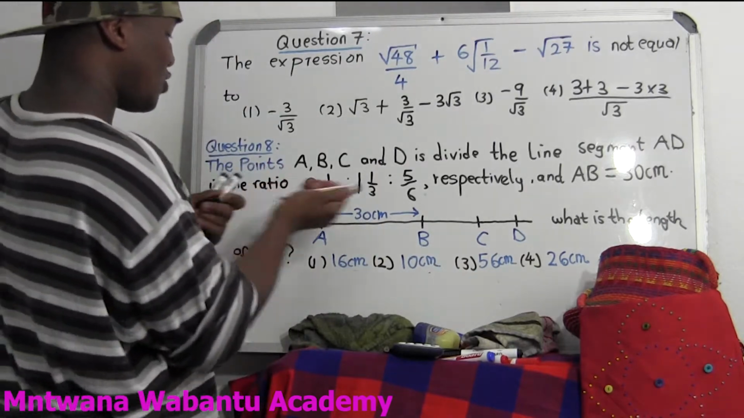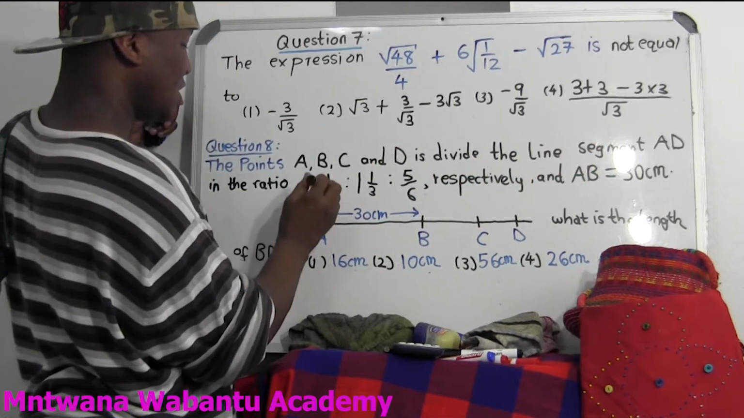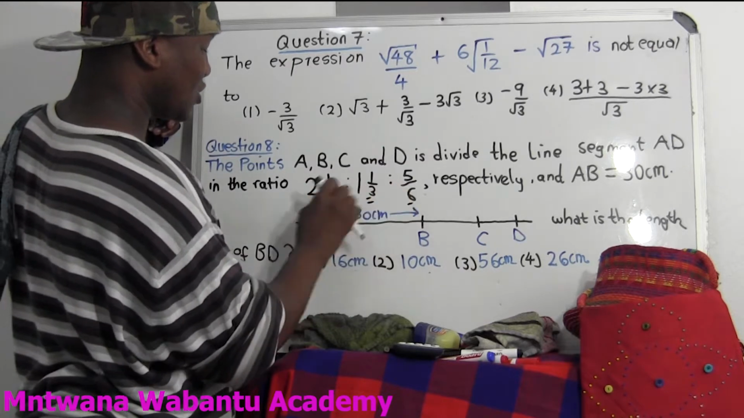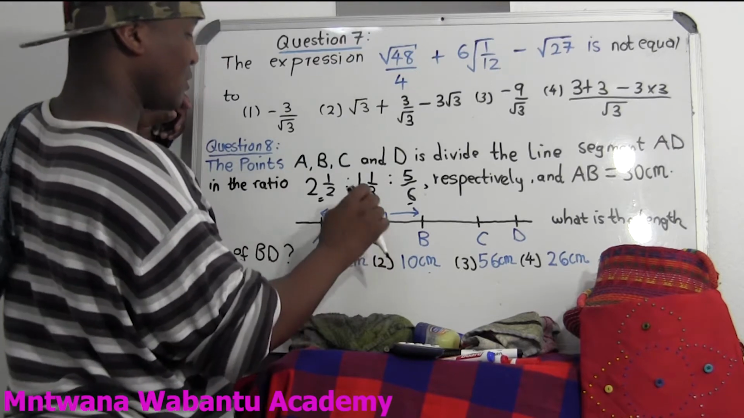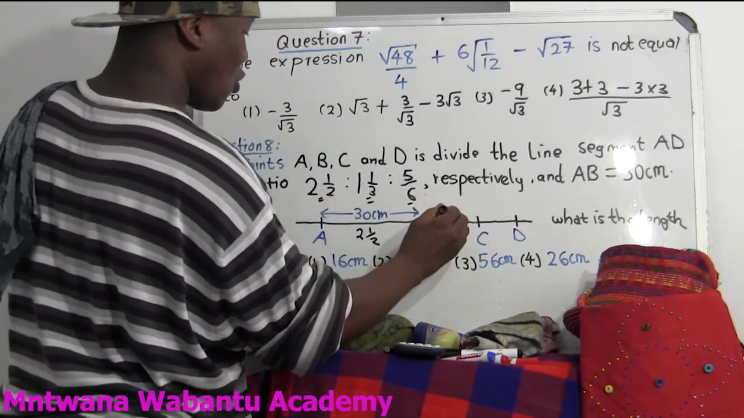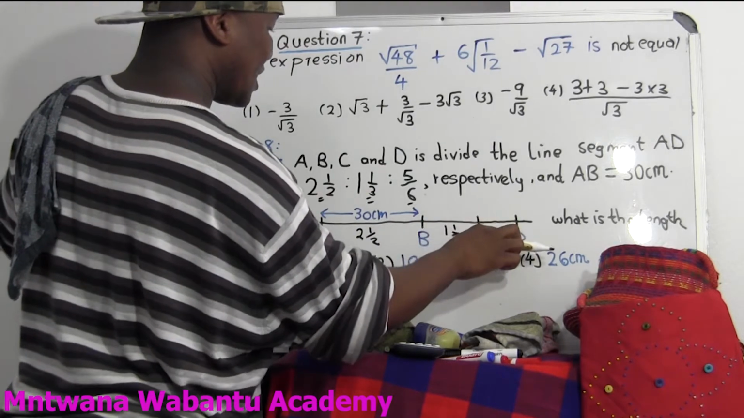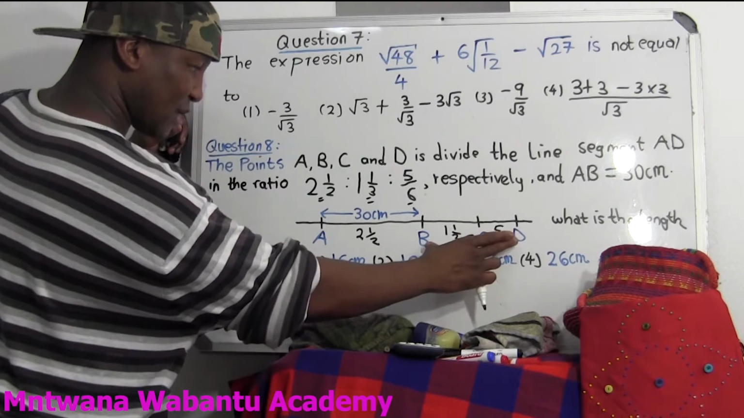So we're going to take, look here. This one we have a ratio of line A to D, okay, so this is the first one, second one, third one. Here to here is 2.5. Here to here is 1.5. Or you can say 1/3. And here the last one is 5/6. So BD is all of this.